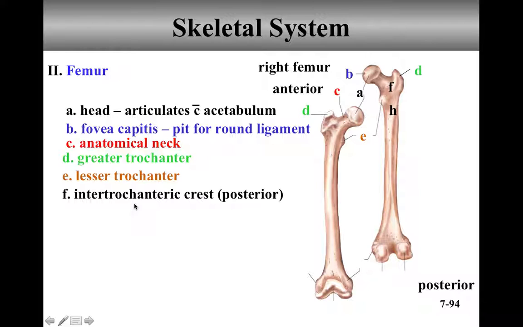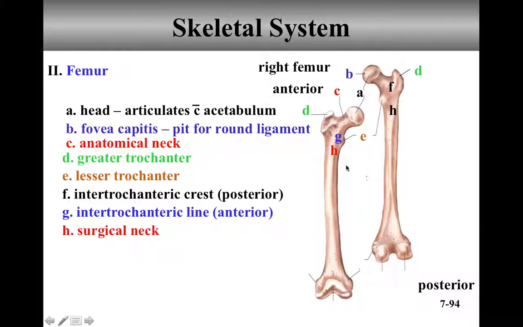F, I don't think is on your terms to know list. It's the intertrochanteric crest. I'm pretty sure that's not on there. The intertrochanteric line is also not on there.